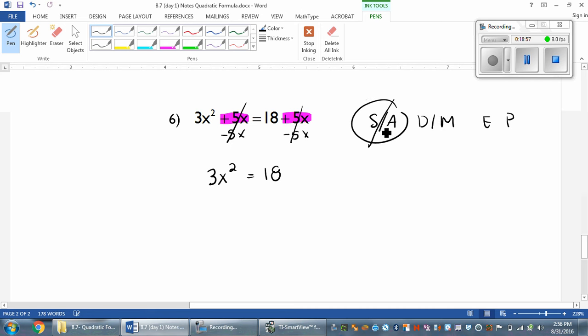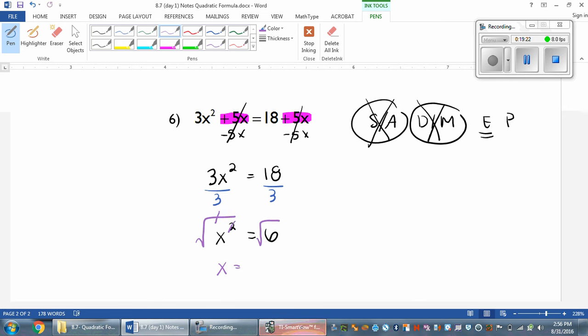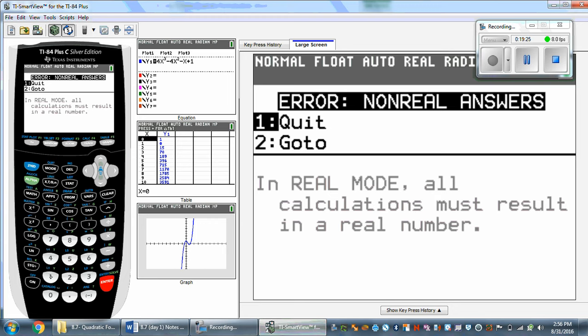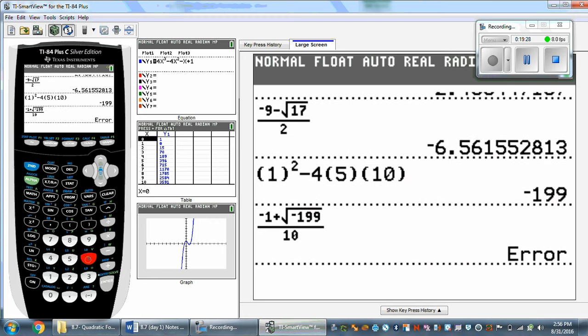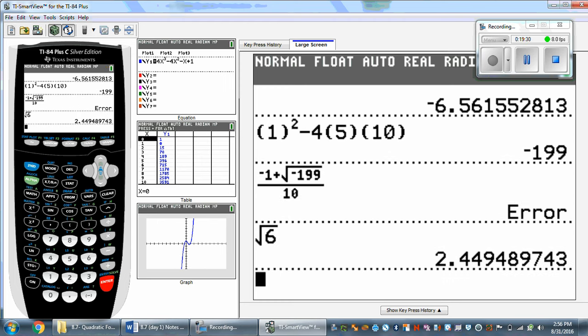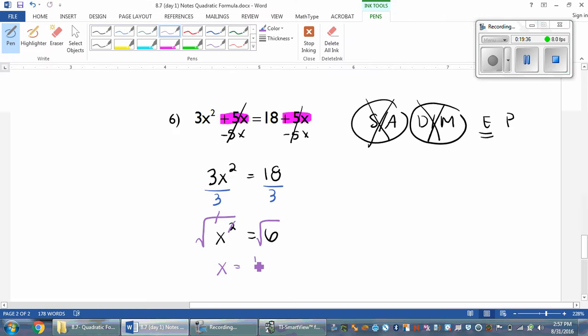I don't have anything being added because the 3 is multiplied with the x squared. So now I have to get rid of everything that's multiplying and dividing. So how do I get rid of 3? By dividing. So x squared is equal to 6. Now I'm going to get rid of the exponent. I'm going to get rid of the square. Remember, the inverse is square rooting. The square root and the square cancel. So x equals the square root of 6. When you put the square root of 6 into your calculator, your calculator is only going to give you the positive 2.45, rounded, so I'm going to do a plus and minus.